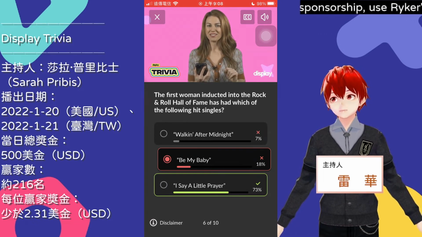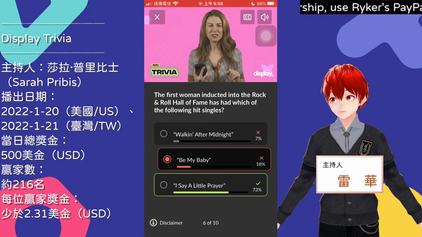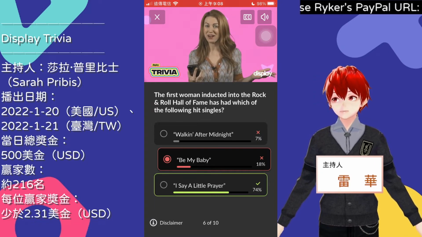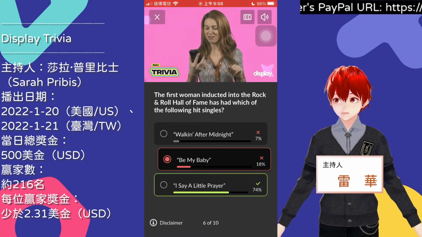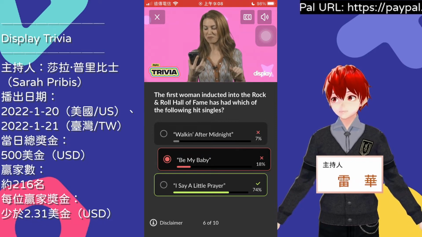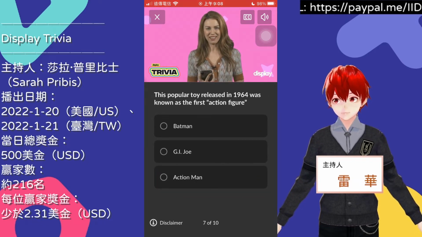The first female artist inducted is legendary vocalist Aretha Franklin, and I'm saying little prayers that all of you got that one right, did you? 74%. It's good enough for me.